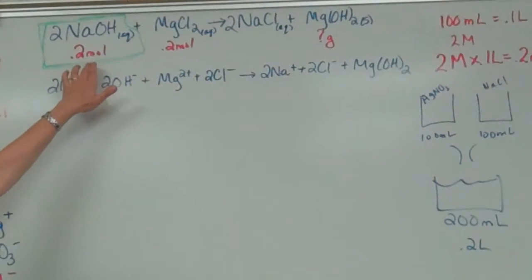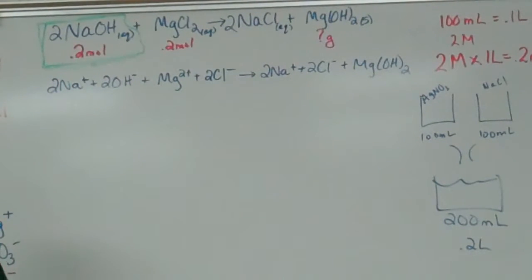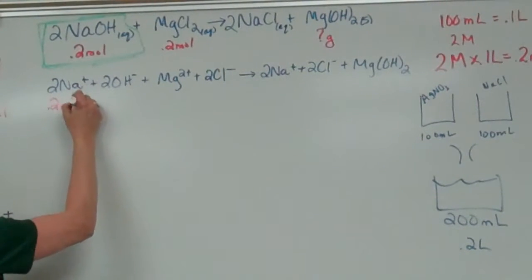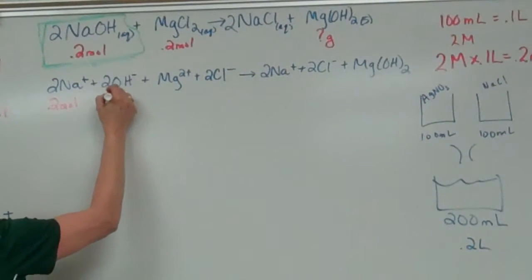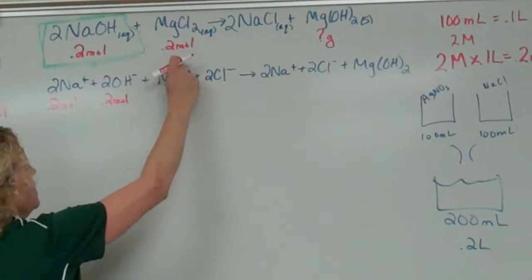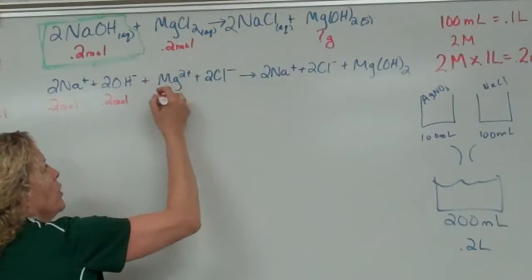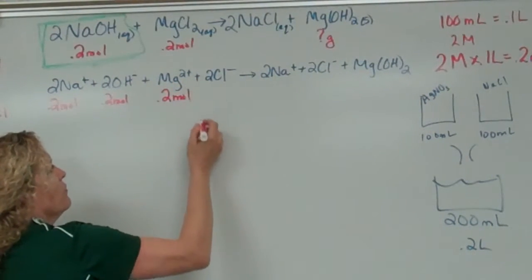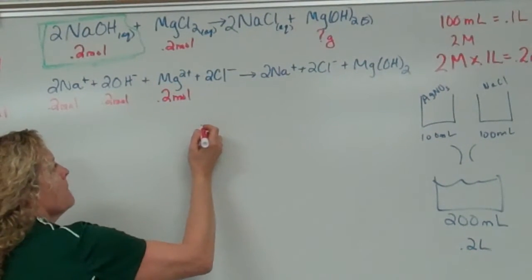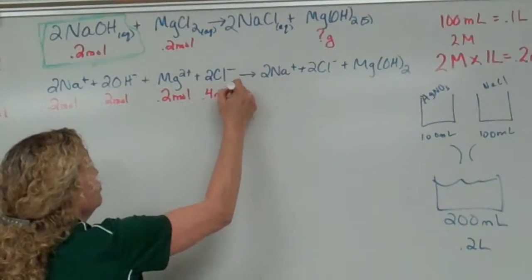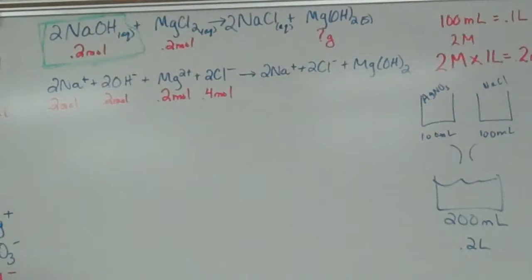So if we have 0.2 moles of this, how many moles of sodium do we have? 0.2, not a trick. How many moles of hydroxide do we have? 0.2. Okay, same here. How many moles of magnesium do we have? 0.2. How many moles of chloride do we have? Nope. I heard someone say it. 0.4. Look at that closely and see if you can figure out how I did that.